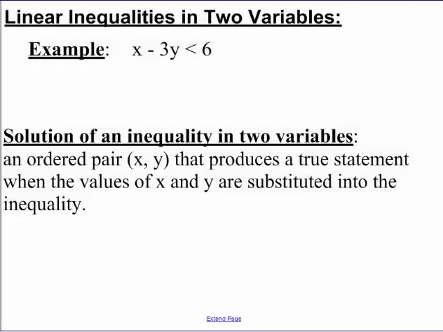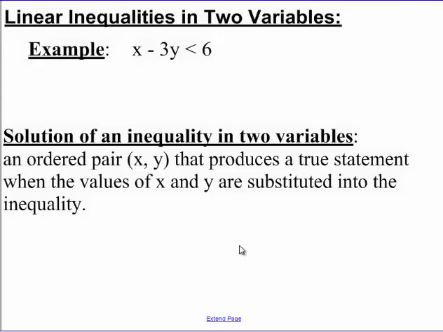Okay, linear inequalities in two variables. So there's an example of what that looks like. x minus 3y is less than 6. That's an example of a linear inequality in two variables. You have your two variables, x and y, and it's a less than expression. The solution of an inequality in two variables is any ordered pair (x, y) that produces a true statement when the values of x and y are substituted into the inequality.